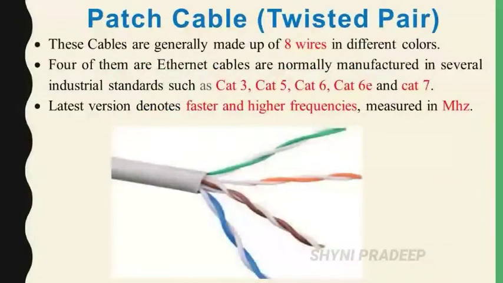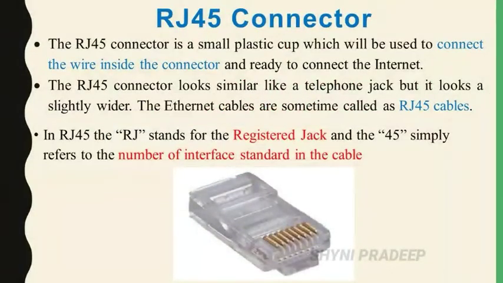First, let us see about patch cable. That means twisted pair. These cables are generally made up of 8 wires in different colors. 4 of them are Ethernet cables, normally manufactured in several industrial standards such as Cat3, Cat5, Cat6, Cat6e and Cat7. Here Cat means category, different versions. Latest version denotes faster and high frequencies measured in megahertz. Next component is RJ45 connector.